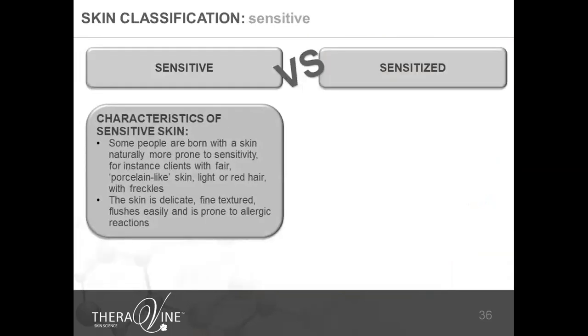Let's have a look at sensitive skin. I think this will then be our last one for today.